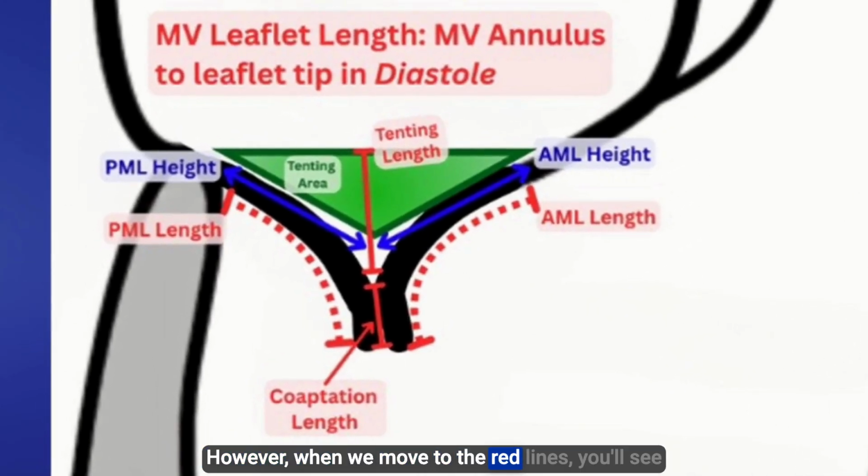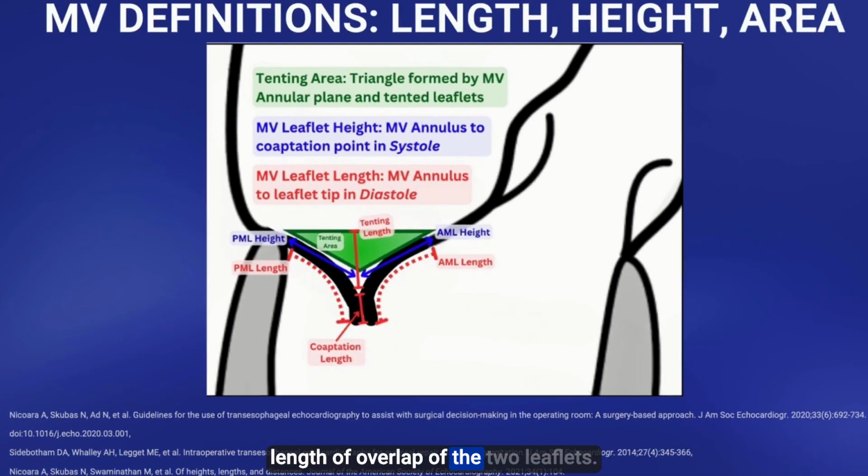However, when we move to the red lines, you'll see the mitral valve leaflet length is measured from the mitral valve annulus to the leaflet tips in diastole. Lastly, coaptation length is the length of overlap of the two leaflets.